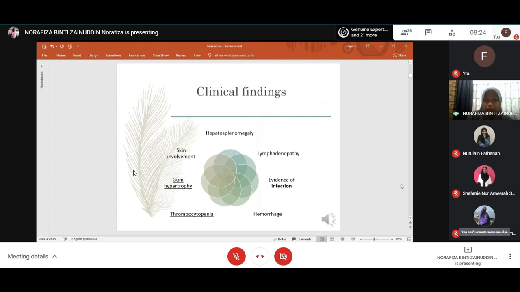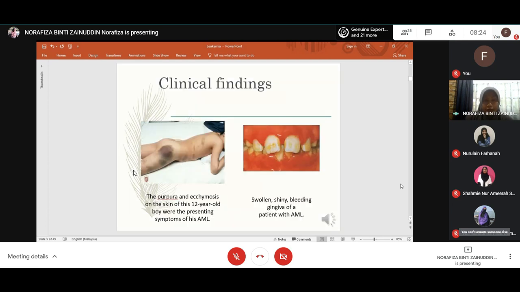So these are the clinical findings, purpura and ecchymosis. In this case, a 12-year-old boy presenting with AML, and this is a case of gum hypertrophy, where you see swollen, shiny, bleeding gingiva on this patient.